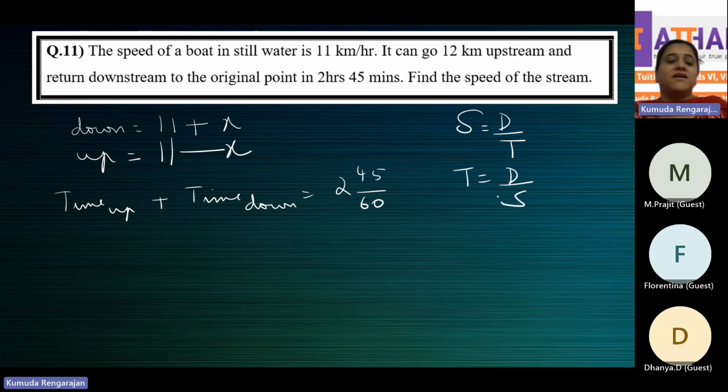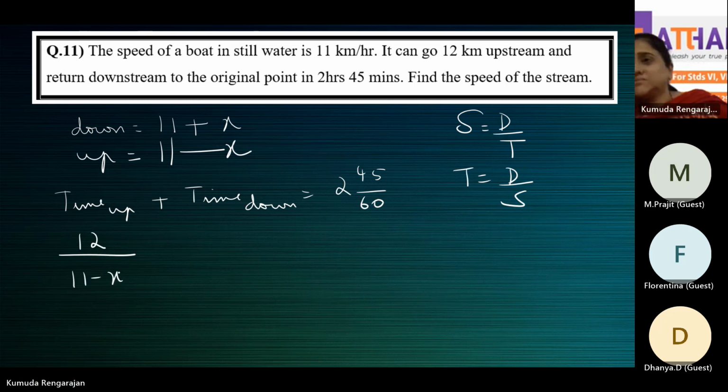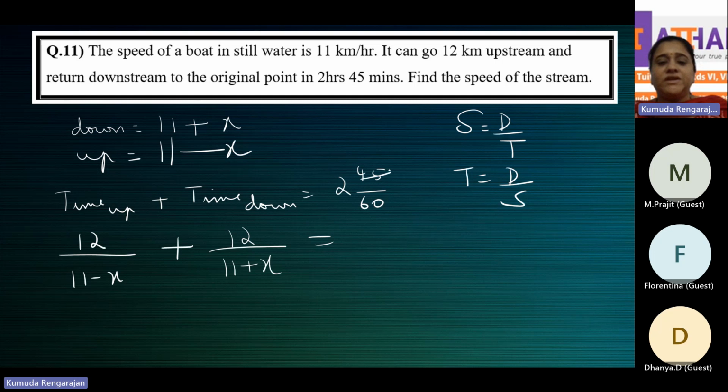Time is equal to distance by speed. What is the distance? 12 kilometers. What's the speed? 11 minus x. Anything addition, you can plus. Time again: distance 12, speed 11 plus x, is equal to 15 3s are 45, 15 4s are 60.